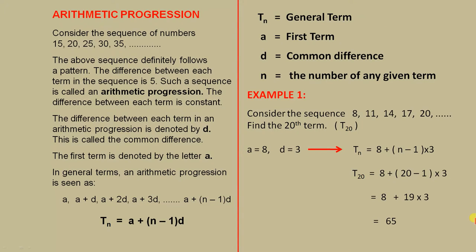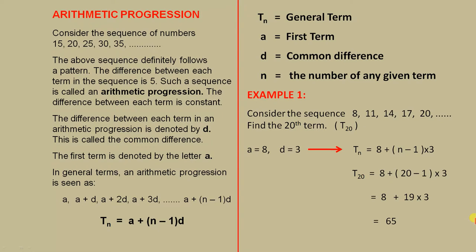Arithmetic progression. Consider the sequence of numbers 15, 20, 25, 30, 35 and so on. The above sequence definitely follows a pattern. The difference between each term in the sequence is 5. Such a sequence is called an arithmetic progression. The difference between each term is constant. The difference between each term in an arithmetic progression is denoted by d. This is called the common difference.